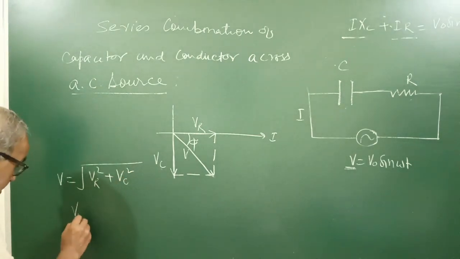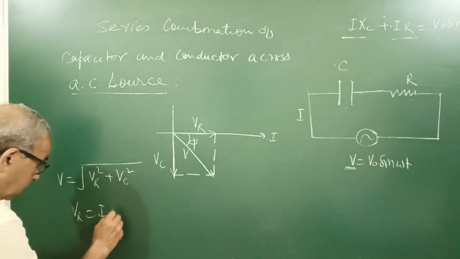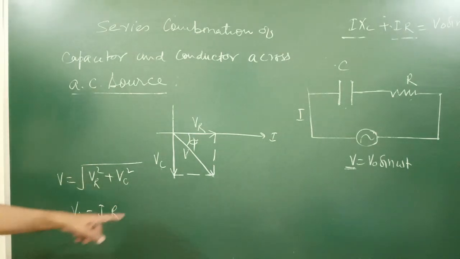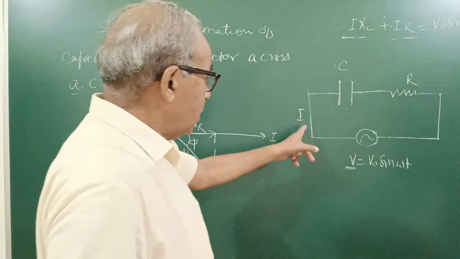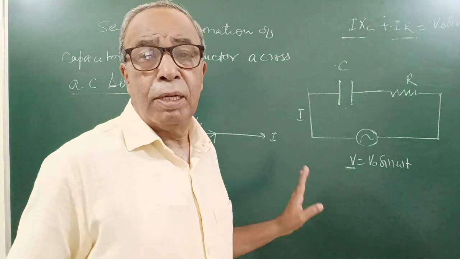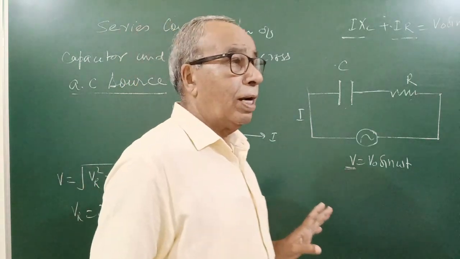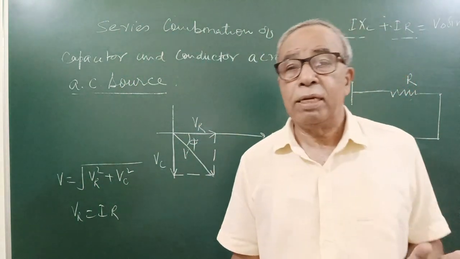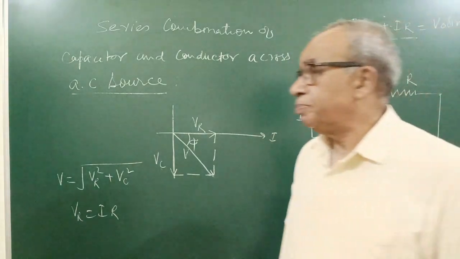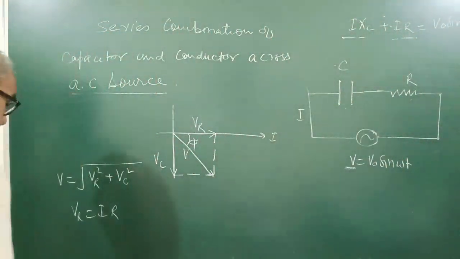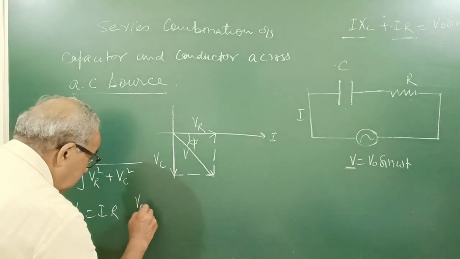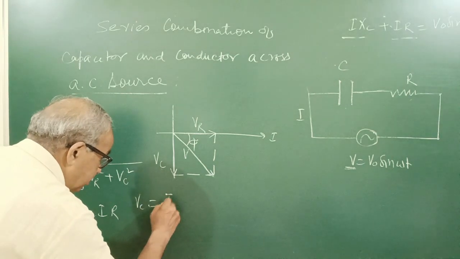But VR is IR, where I is the RMS value. Here this I is the RMS value. I told you, if you are asked to find current in a circuit, then you need to find the RMS value. And VC is I XC.